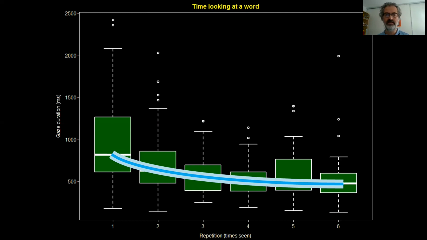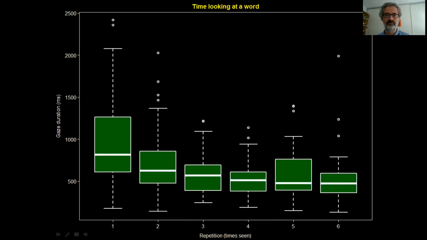The other is this line is not straight at all. It's markedly curved, so the differences between the first couple of encounters with a new word are much larger than any differences further down with subsequent encounters. So this line is leveling off. So this is a curvilinear negative relationship between the number of times you've encountered a new word and the time you spend looking at it. And that's the kind of information that you can visually obtain by looking at a box plot like this.